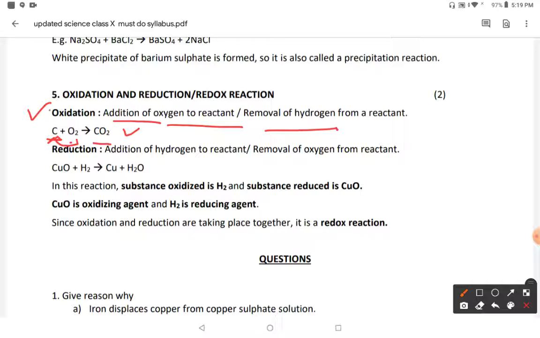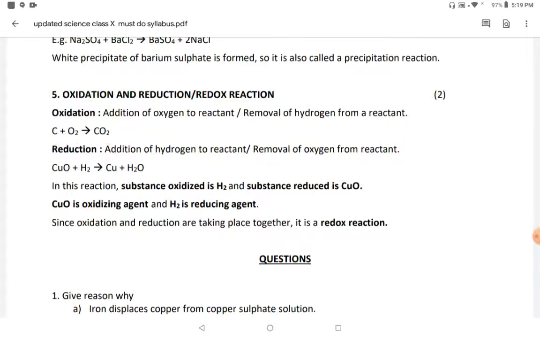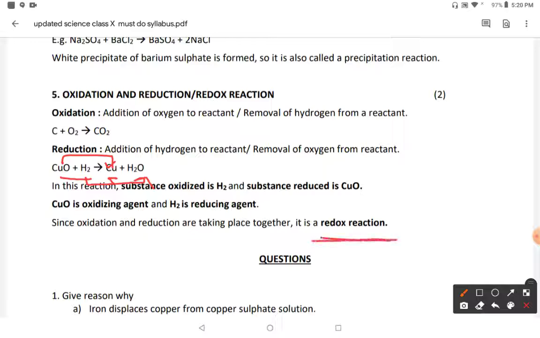So addition of oxygen is called oxidation, and reduction is addition of hydrogen to the reactant or removal of the oxygen from the reactant. Let's see, copper oxide plus hydrogen: here oxygen is removed and hydrogen is added. So copper oxide is converted into copper, oxygen is removed, so reduction is taking place. In this case hydrogen is converted into water by adding oxygen, so it is an oxidation reaction, and these two reactions occur simultaneously, so this reaction is called redox reaction.